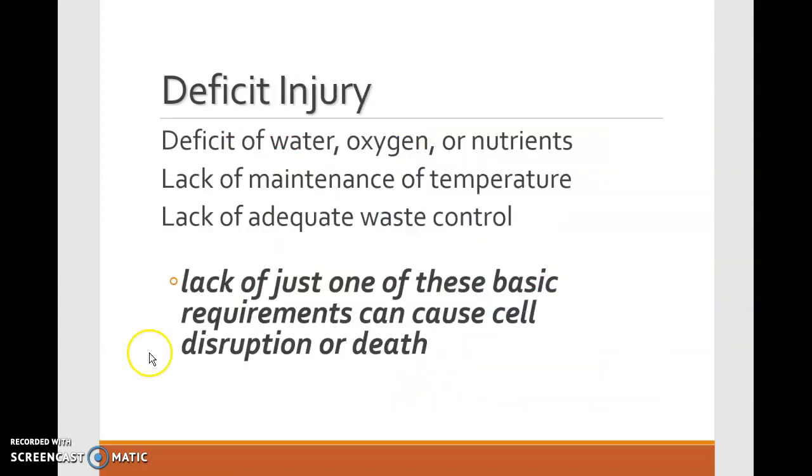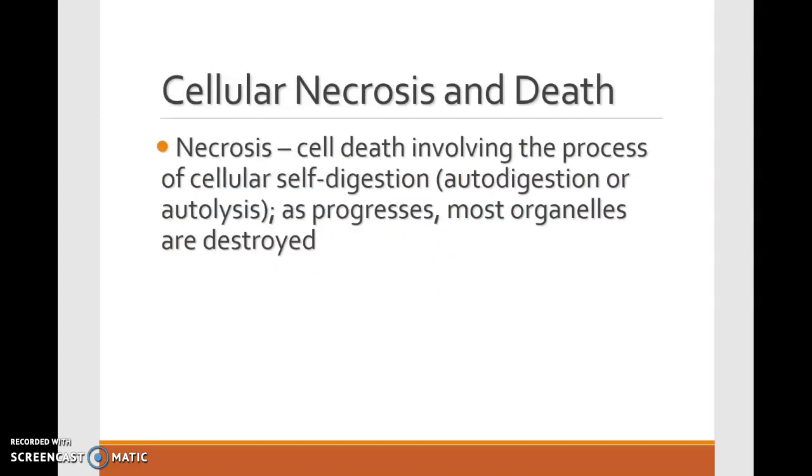Deficit injury, you need all of these things: water, oxygen, nutrients, maintenance of temperature, and adequate waste removal. If you have one of them gone, right, it causes disruption or death. Now we're leading to our cellular disruption and death, right? Necrosis. This is the death of the cell.